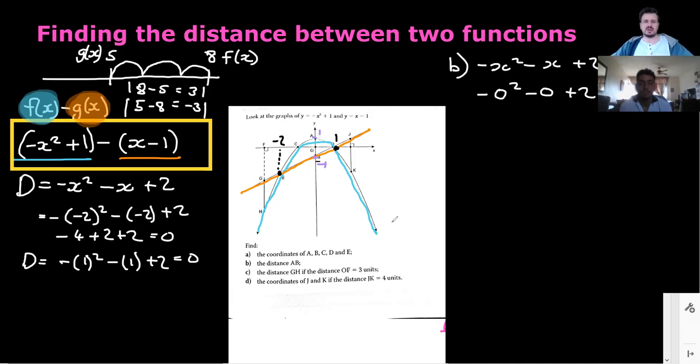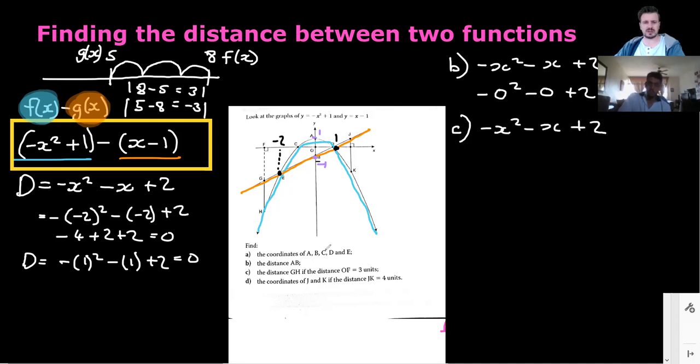So even if you didn't understand this, you just believe it blindly, right? You can just believe it and it's going to work. So just trust it. Now they want the distance of GH if OF is 3 units. So for C, I'm going to redo it using the equation.